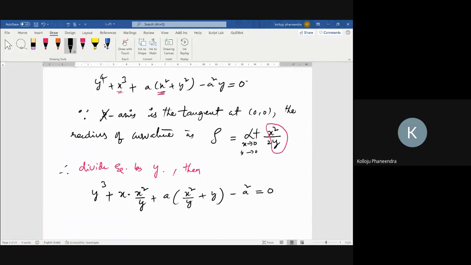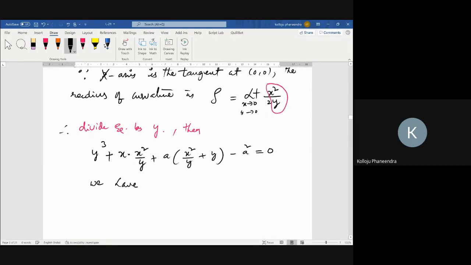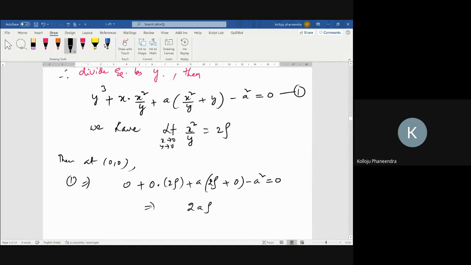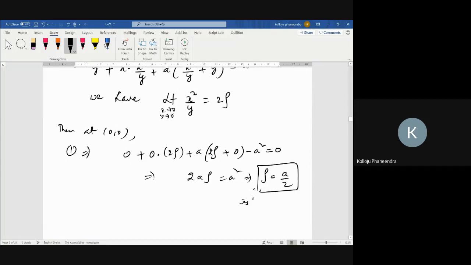Now, what is the value of x square by 2y? We have the limit of x square by y as x tends to 0, y tends to 0 is 2 rho. Take this as 1. Then at 0, 0, this is 0, y cube is 0, and this is 0 into x square by y value, 2 rho, plus a into 2 rho, plus this is 0, minus a square equal to 0. So this becomes 2a rho equal to a square. So what is the value of rho? a by 2. This is the radius of curvature. This is one model.